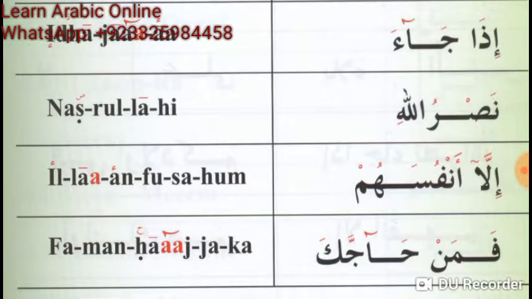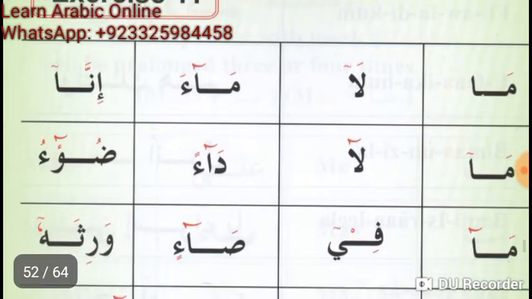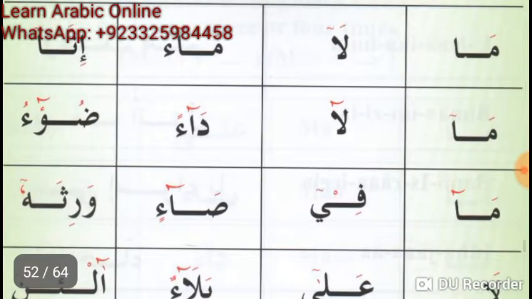Fa man hazzaka. Look here, we have Madda sign on Alif, but after Madda we have Shadda on Jim, so we'll have to merge these alphabet. Fa man hazzaka. Okay. Next.